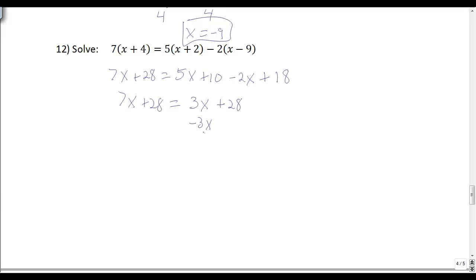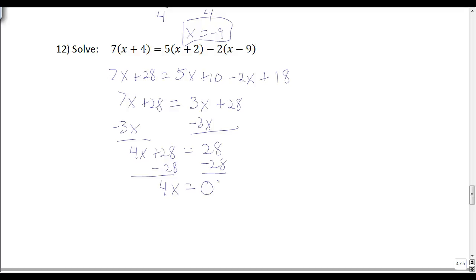I'm going to subtract the 3x. Here, you may have noticed we got 28 in two places. We'll deal with that in a bit. 4x plus 28 equals 28. And now I'm going to subtract the 28 from both sides. That gives me 4x equals, well, 28 minus 28, that's 0.